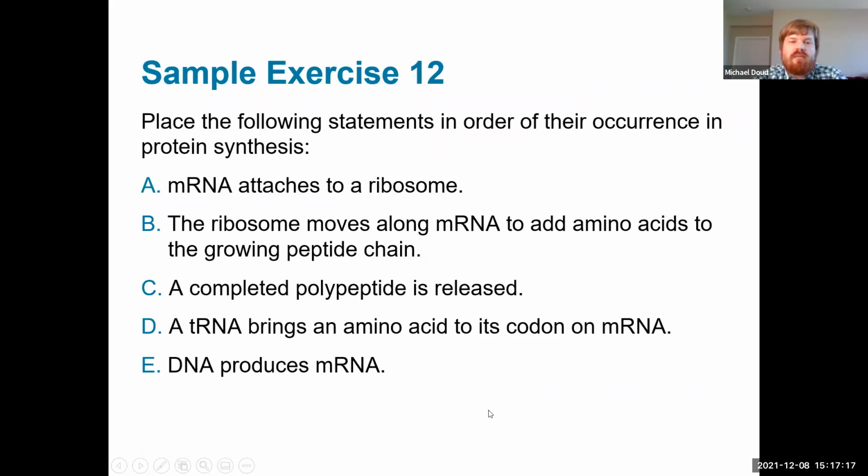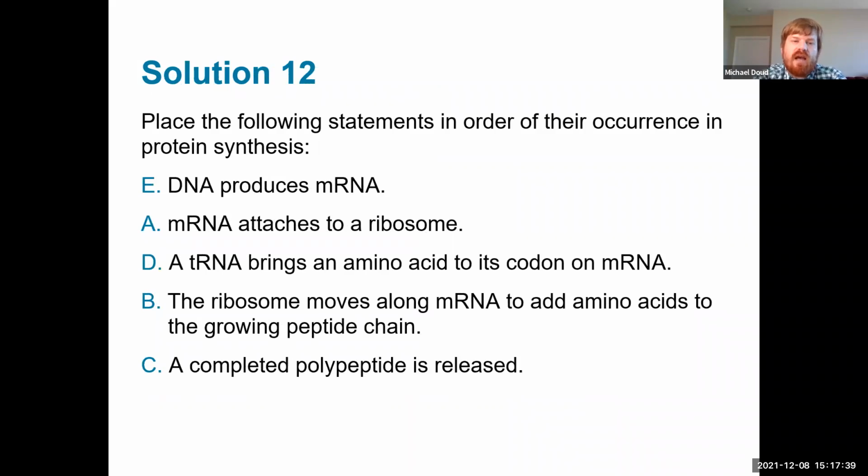Okay, so final sample exercise here for this lecture. Give me the following statements in the order of their occurrence during protein synthesis. So this is basically a mixed up order of steps, and I want you to give me the correct order of the steps, A through E. So pause the video here, come up with the correct order, and we'll go through it when we come back.